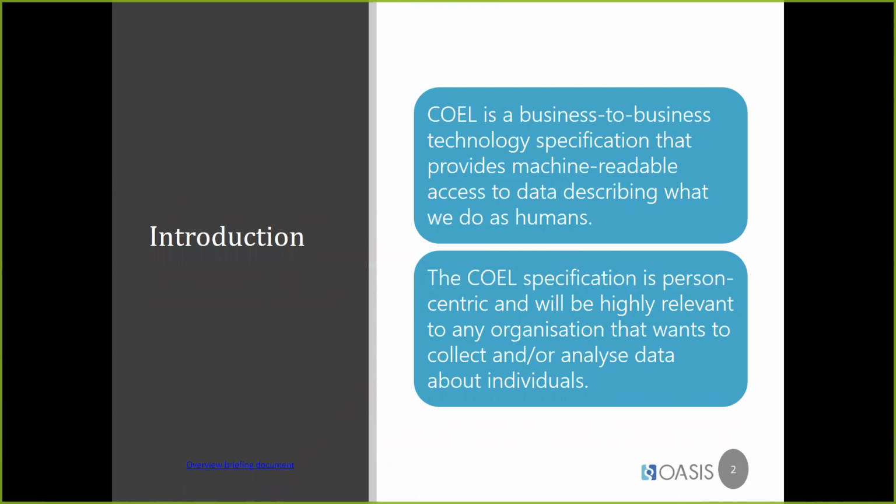First of all, COEL is a business-to-business technology specification that provides a machine-readable way of describing what we do as humans. Whether we get up in the morning, take a nap, prepare food, or sleep. We also drive cars, buy products, talk to friends, all kinds of activities. There are many different ways in which we can gather information about what we do as human beings. What this specification does is provide a uniform standard way to talk about that behavior in a machine-readable format.